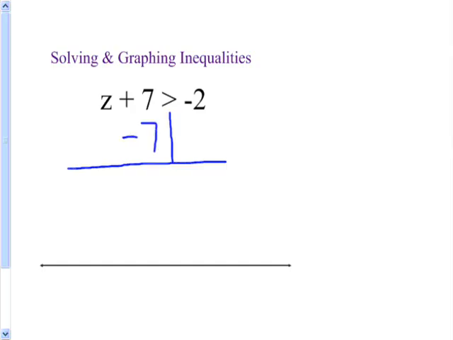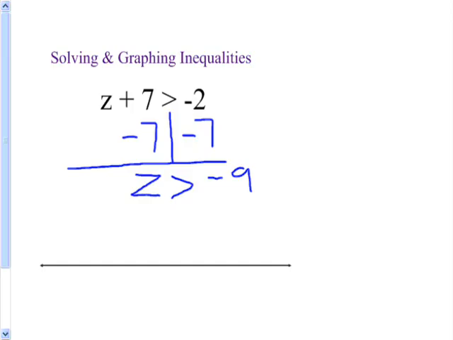So since I'm adding 7 to z, I want to subtract 7 from both sides to get the variable all by itself. Z, I'm going to carry down the inequality sign, is greater than negative 7, or negative 2 minus 7 is negative 9. So my solution to this inequality is z is greater than negative 9.